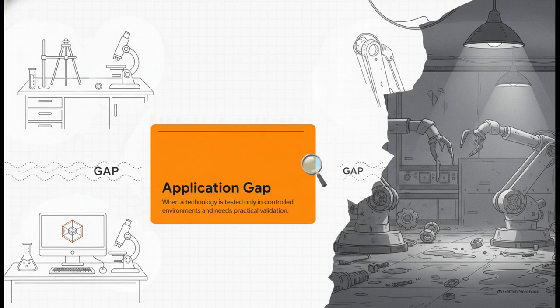It's when a piece of tech works beautifully in a pristine, climate-controlled lab setting, but it hasn't survived the chaos of dynamic industrial conditions. If a robotic vision system only works perfectly when the lab lighting never changes, there is a massive application gap just waiting to be filled by testing it on a messy, unpredictable factory floor.